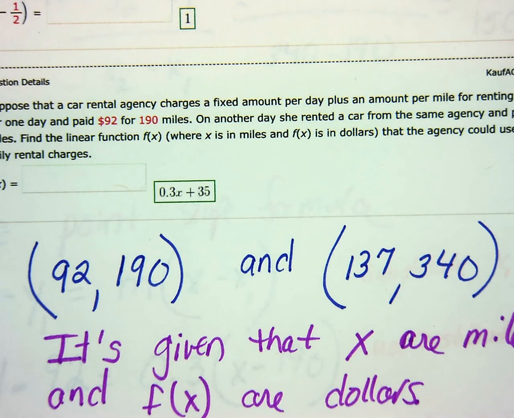It says, suppose that a car rental agency charges a fixed amount per day plus an amount per mile for renting a car. Heidi rented a car one day and paid $92 and 190 miles. Another day she rented a car from the same agency and paid $137 for 340 miles. Here comes the math part, y'all. Find the linear function where x is in miles and f of x is in dollars that the agency could use to determine its daily rental charges.